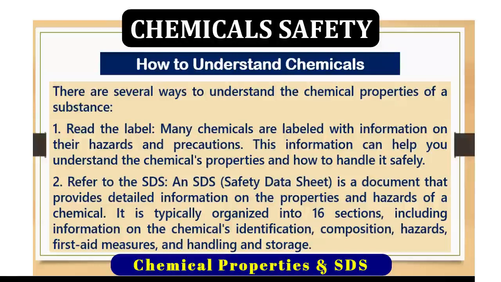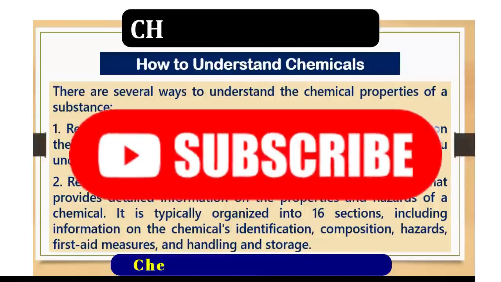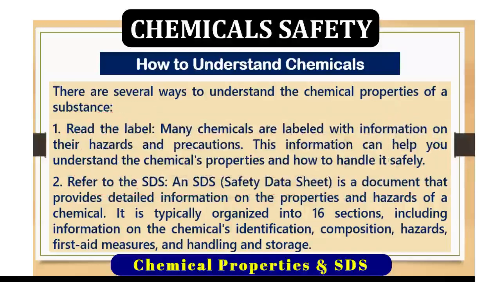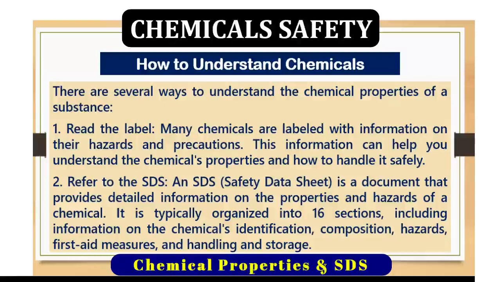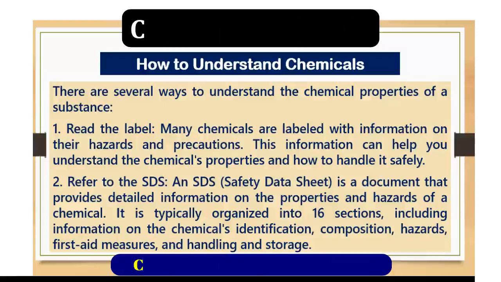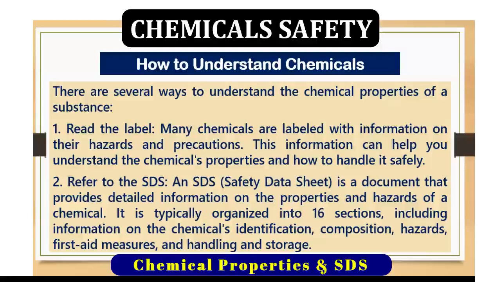Number two, refer to the SDS, safety data sheet. An SDS is a document that provides detailed information on the properties and hazards of a chemical. As I told you, an SDS has 16 sections, including information on the chemical's identification, composition, hazards, first aid measures, handling and storage, and safety precautions. You need to read and follow it because the manufacturer knows well how to handle, transport, store, and use chemicals at home or at work.